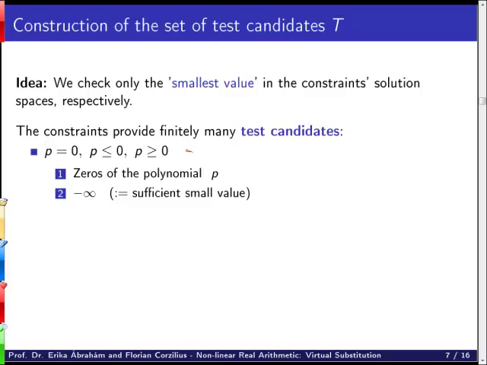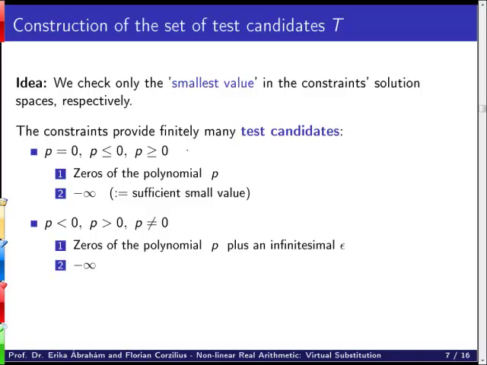Okay? So for the other ones, smaller, greater, or not equal, well, here we have open intervals to the left, and then we take a zero of the polynomial, which we again know how to get, plus an infinitesimal. The other case is minus infinity as well. So minus infinity could also always be the smallest value. You don't know actually how these intervals exactly look like. But if you take all of them, then you are sure. And this is a finite set.